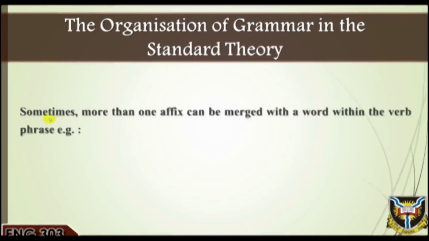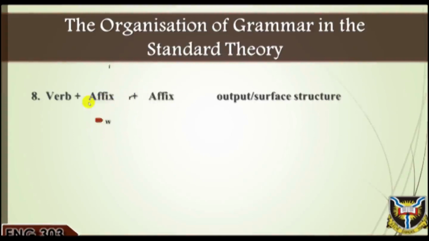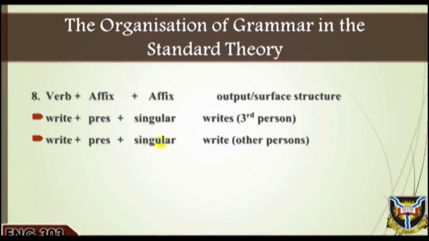Sometimes more than one affix can be merged with a word within the verb phrase. For example, verb write, affix present plus affix singular, output write third person. Verb write, affix present, affix singular, output write other persons. Verb write plus affix present, affix plural, output suffix structure write.